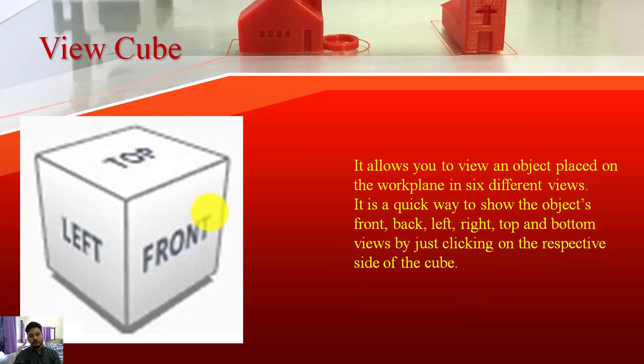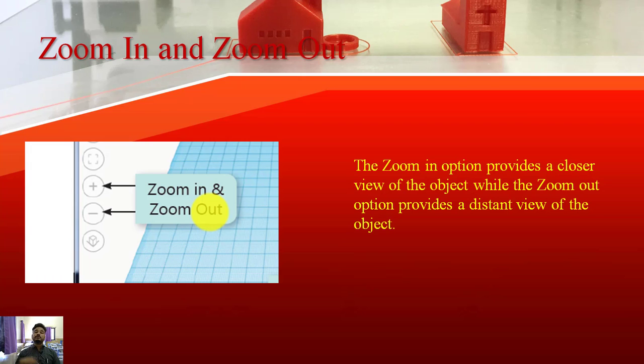So that was the view cube. Now the next one is the zoom in and zoom out button. Nowadays you all are using cameras, so you know how to zoom in and how to zoom out. If you want to see your objects very closely, you can use the zoom in button, which provides you a closer view of your object. And if you want to see a distance view, or view from a longer distance, you can use the zoom out option.